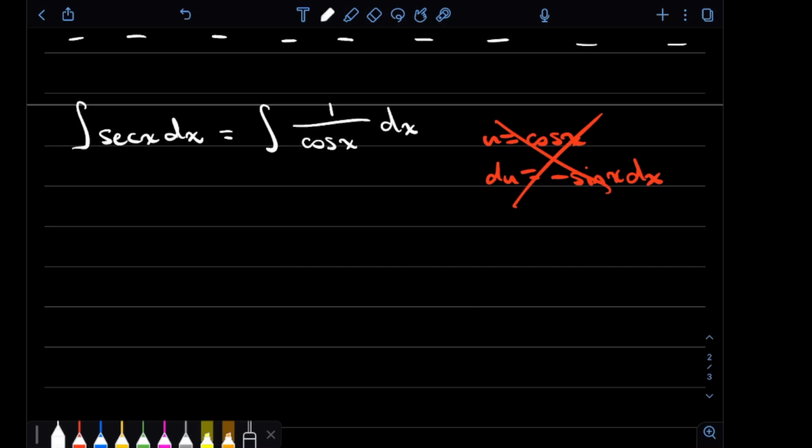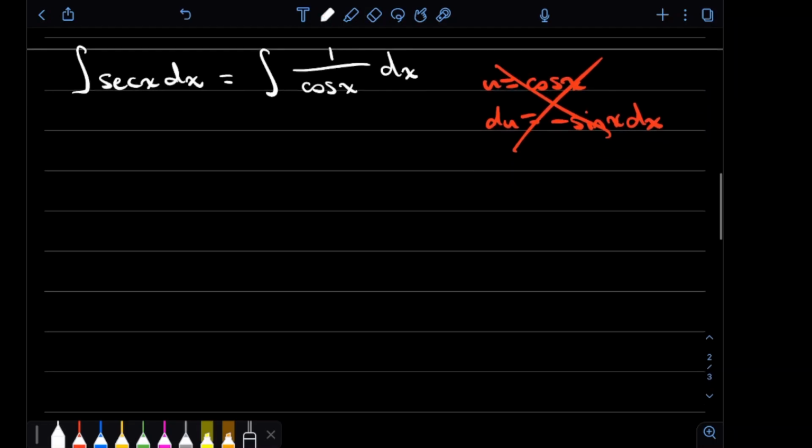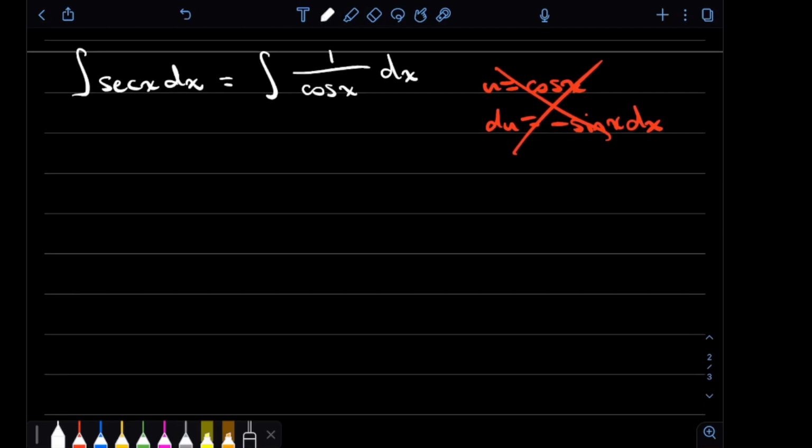So instead, I'm going to use a substitution that is going to come a little out of left field. Just bear with me here. We're going to use t equals tangent of x over 2.